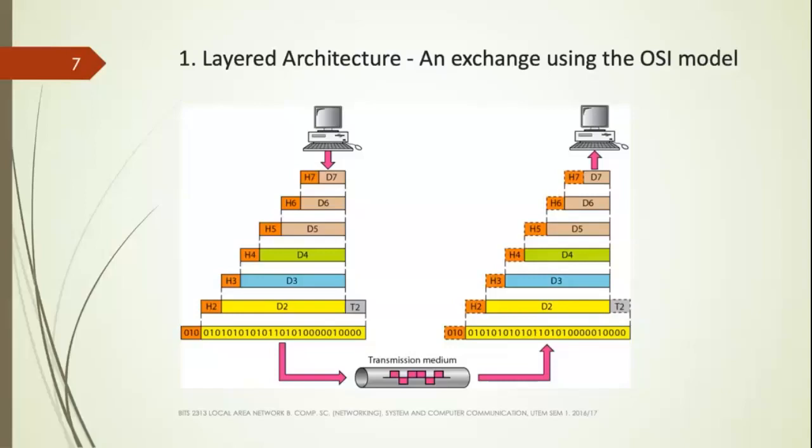So we are going to look further down. This is just some of the example as we go through from layer 7 until layer 1. As we go through layer 1, the data now has been processed into bits. So these are the bits 010101 before it is being transmitted into our transmission medium.